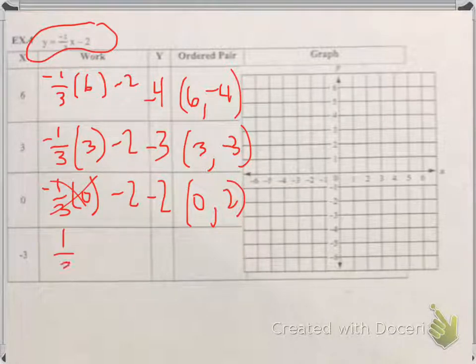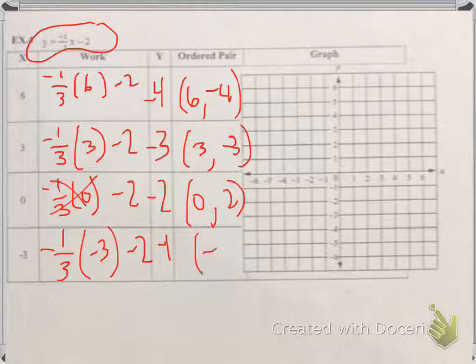And then the last one, a negative 1/3 times a negative 3 minus 2. This negative times the negative right there is going to make that positive. So positive 1/3 times 3 is going to be 1. 1 minus 2 is a negative 1. So my ordered pair is negative 3, negative 1. And then I'm just going to graph those ordered pairs on my coordinate plane here. So I'm over 6 and down 4 for my first one, which ends up being right here. I'm over 3 and down 3, which ends up right here.